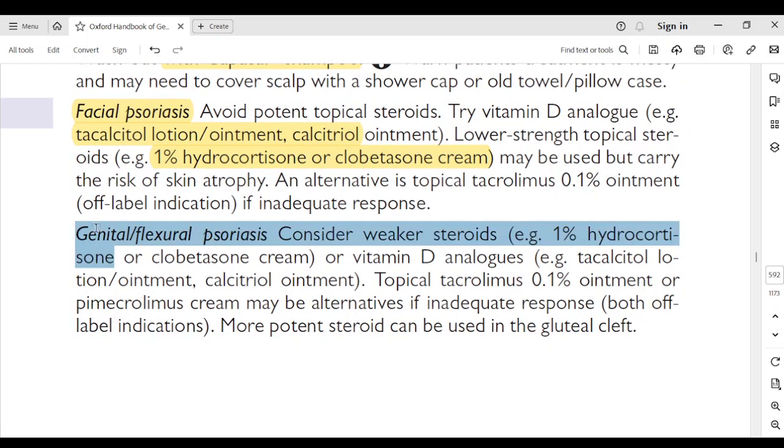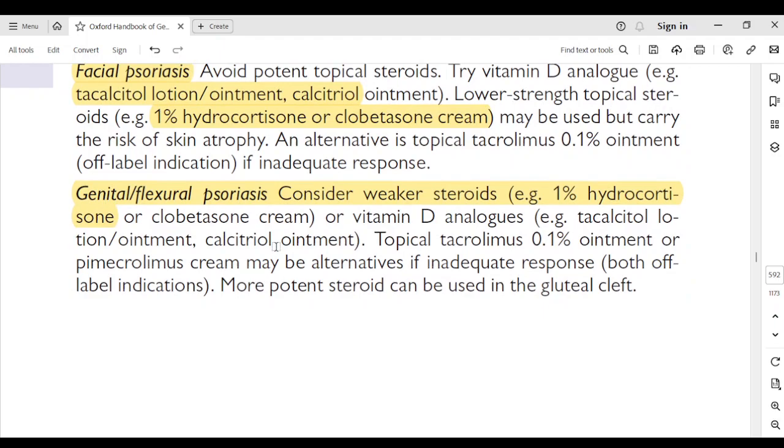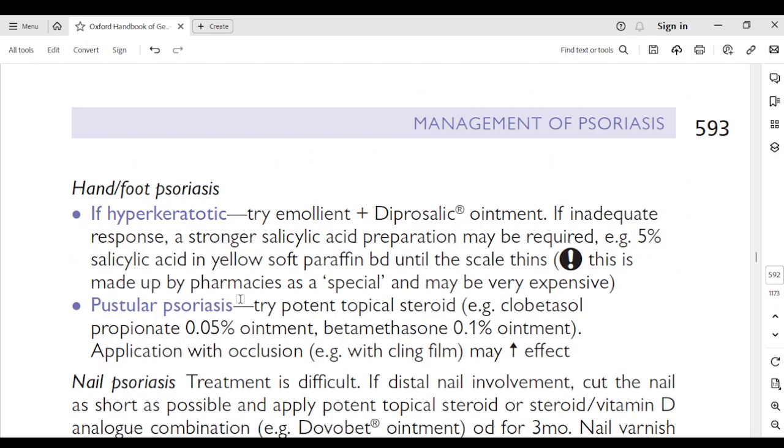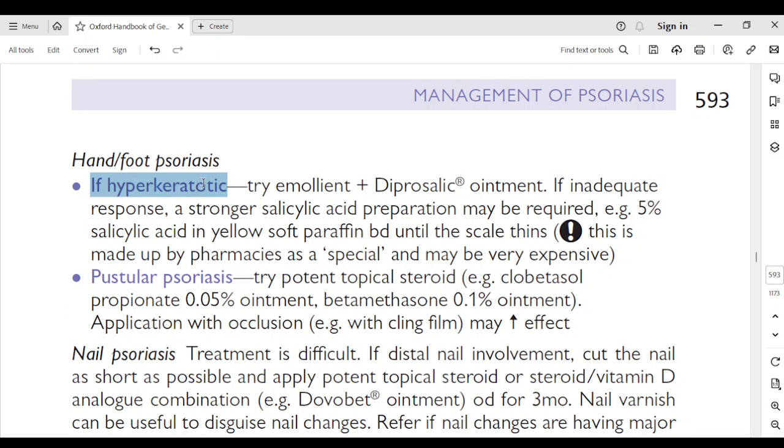Genital or flexural psoriasis, where the skin is very thin: consider weaker steroids, 1% hydrocortisone or clobetasol, or vitamin D analogs, calcipotriol or calcitriol ointment. Topical tacrolimus or pimecrolimus cream may be alternatives if inadequate response, both off label. A more potent steroid can be used in the gluteal cleft. Hand and foot psoriasis: if hyperkeratotic, try an emollient plus Diprosalic ointment. If inadequate response, a stronger salicylic acid preparation may be required, like 5% salicylic acid in yellow soft paraffin BD until the scale thins off. This is made up by pharmacies as a special and may be very expensive.